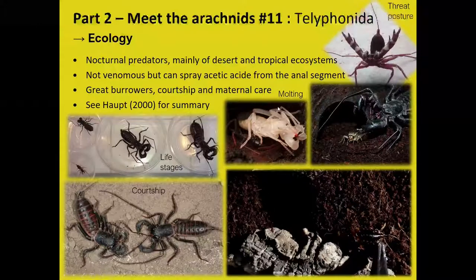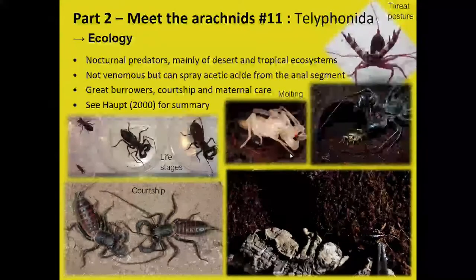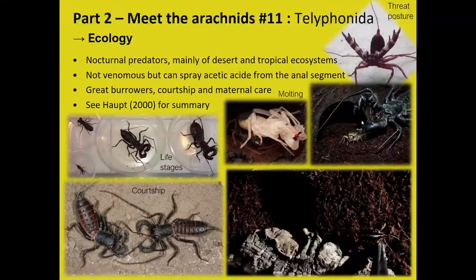Here are some pics. This is a life cycle, so tiny babies, which are often colored, and male, female. This is a white individual because it has just molted. This is a very dead cricket, and this is a threat posture, which is made to hold off predators. And there is also a quite complex courtship, with the female grappling the antenna of the male and some dance happening to set up a spermatophore for the female to take and fertilize herself.